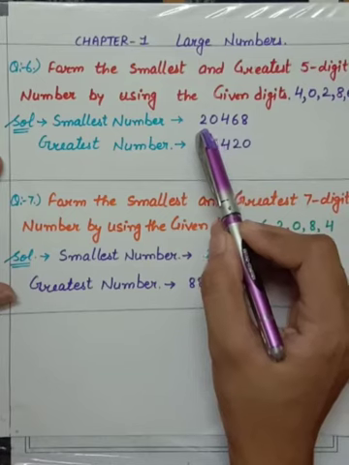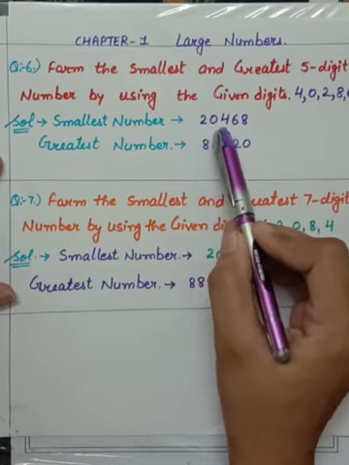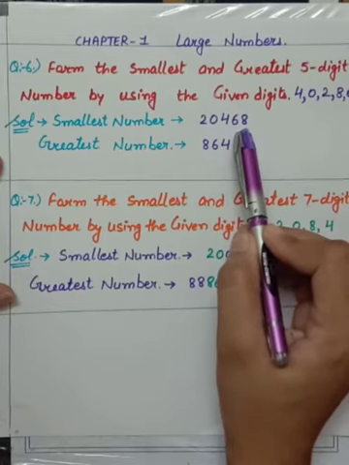20,468. We can check here by counting whether the digits are 5 or not. 1, 2, 3, 4, 5. These are completed. So we just have to arrange in ascending order when we have to make the smallest number.